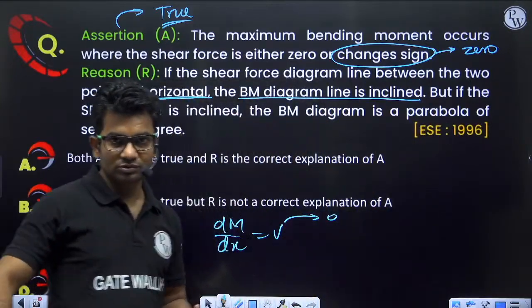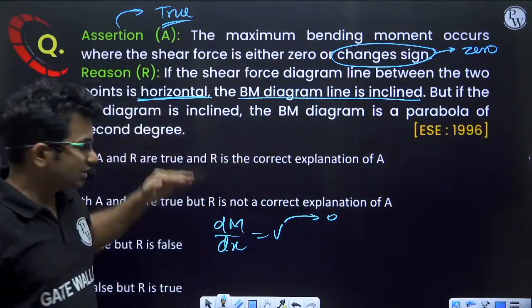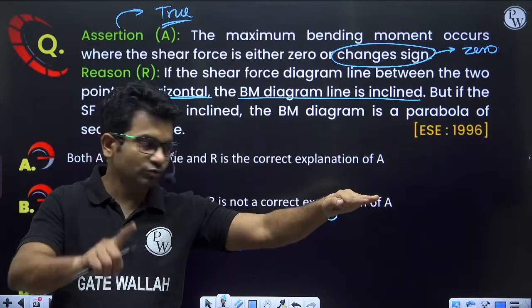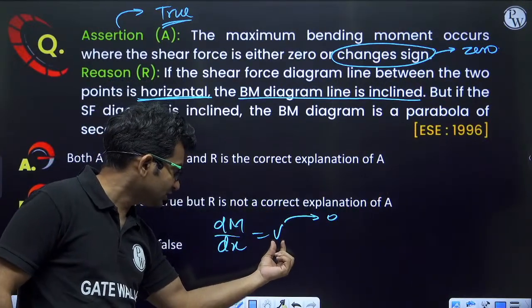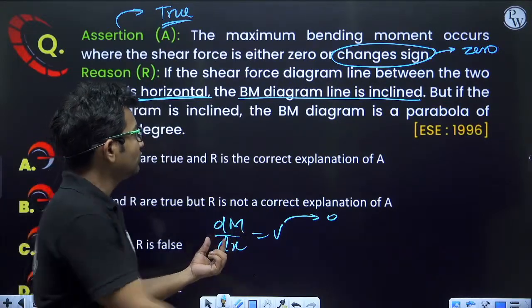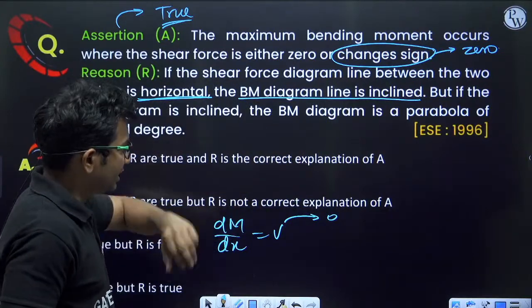Yes or no? Okay, so if the shear force diagram between 2 points is horizontal, that means shear force is constant. And if shear force is constant, then the slope of bending moment is constant. Slope of bending moment is constant means the bending moment diagram line is inclined. So this is correct. Okay, next.